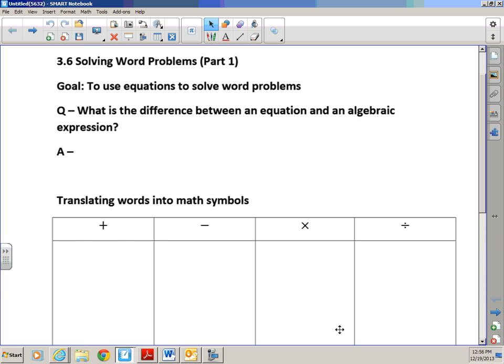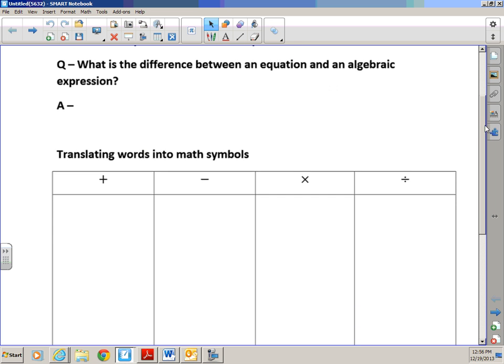We're going to expand upon our knowledge of solving equations to now going to writing equations. So, first thing we want to make sure we understand is what is the difference between an equation and an algebraic expression? And it actually is very simple. An equation has an equal sign.